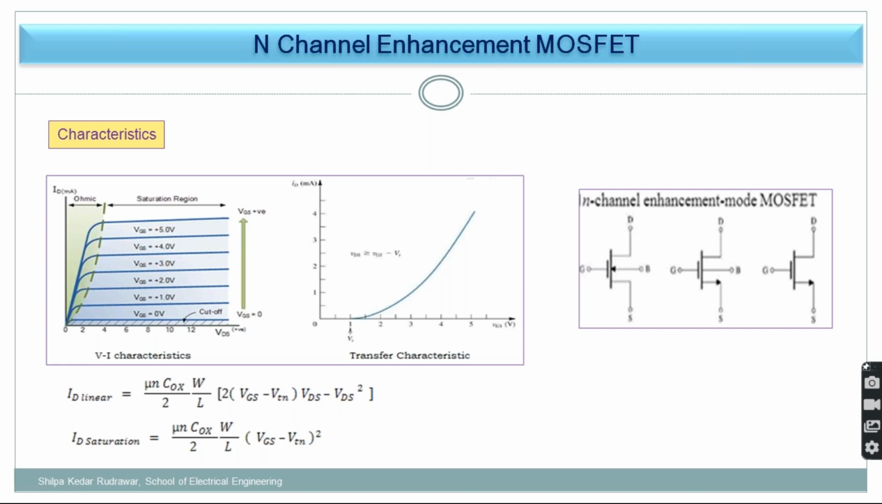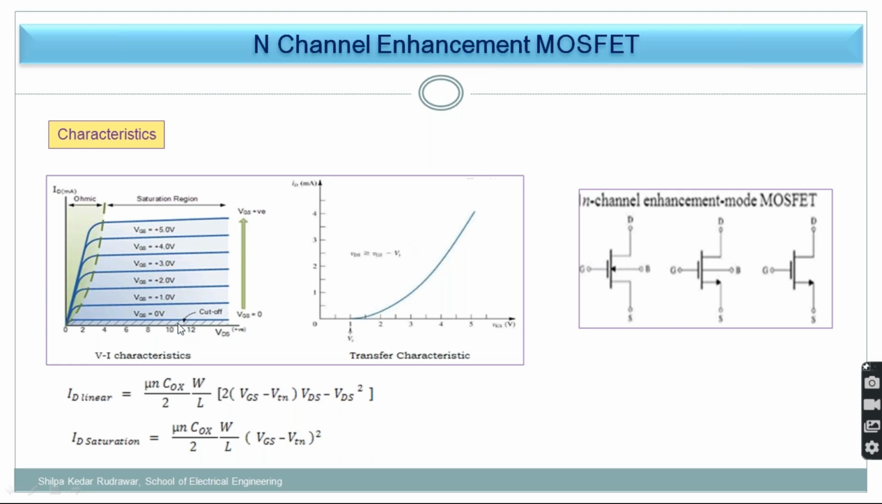And the second characteristic is related to ID versus VGS. Previously we took VGS constant. Now we have taken VGS variable, but VDS constant. So when the graph is between ID versus VGS at constant VDS, it is called the transfer characteristic. Understood the difference between VI characteristic and transfer characteristic? In VI characteristic, it is a graph between ID and VDS at constant VGS. And in transfer characteristic, it is a graph between ID and VGS at constant VDS.